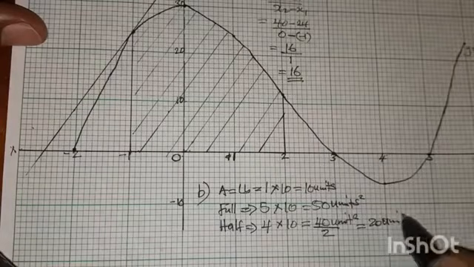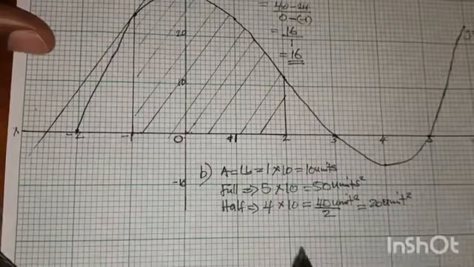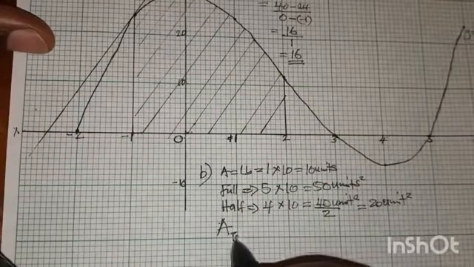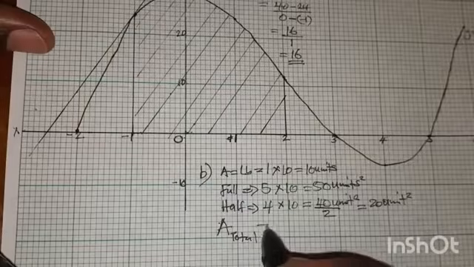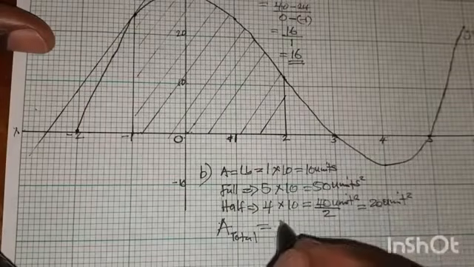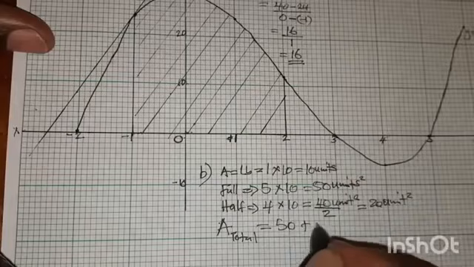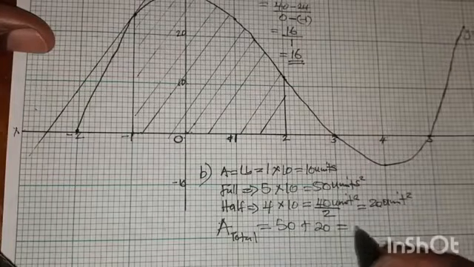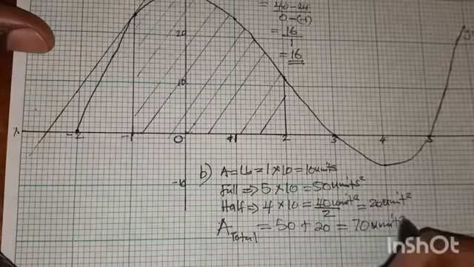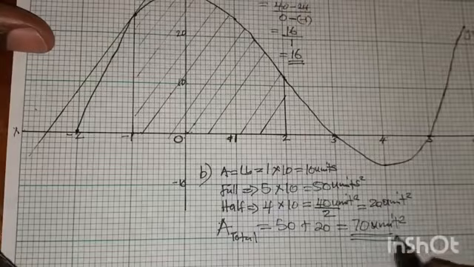Now to find the total area, we are going to add 50 plus 20, giving 70 square units. So this is the area.